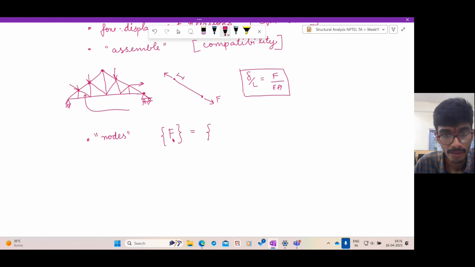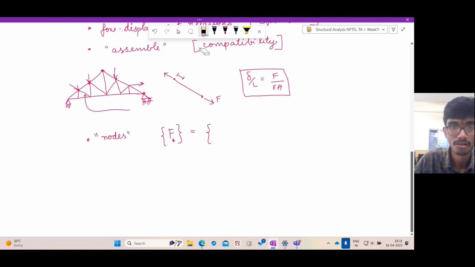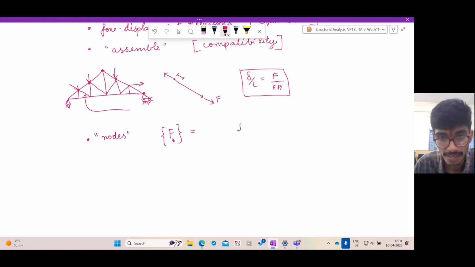That is related to the displacements at all these nodes. Let us take the displacements as D. So we need to relate the forces at various nodes to the displacements at various nodes. What is the component that relates them? It is the stiffness matrix. So this is the key idea.